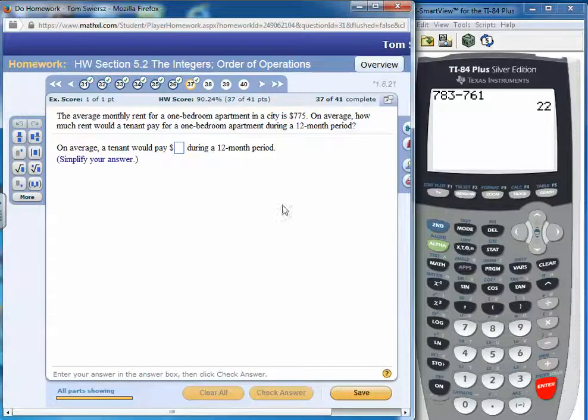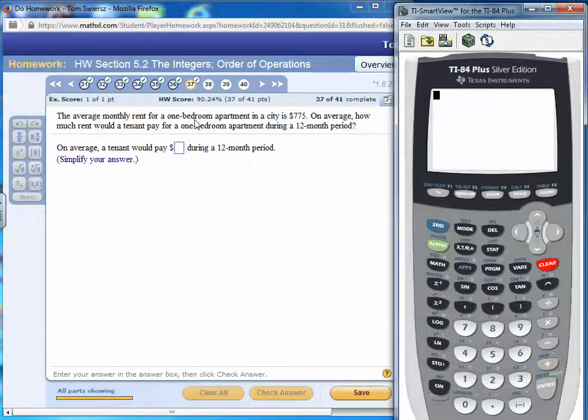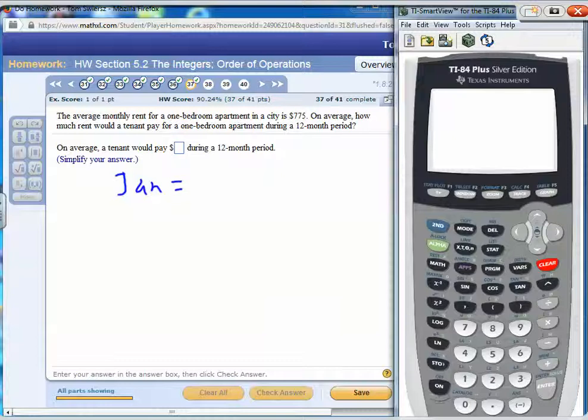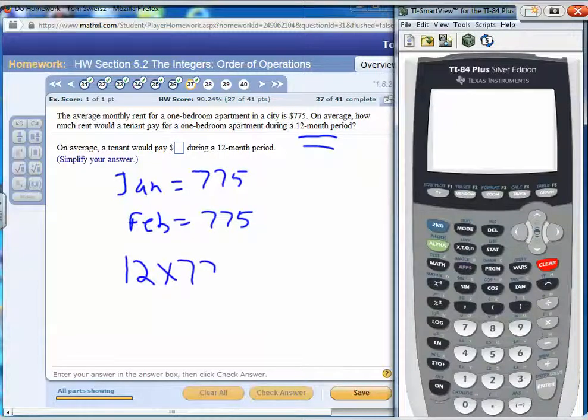Number 37. The average monthly rent for a one-bedroom apartment is $775. On average, how much rent would a tenant pay for a one-bedroom apartment during a 12-month period? So again, we're just going to pay $775 every month, like January 775, February, so on, 775. So there are what, 12 months in a year? So we could easily get the answer by simply multiplying 12 times the 775, which is the rent per month.